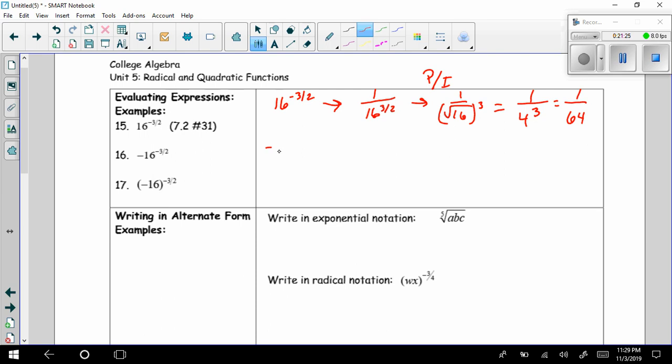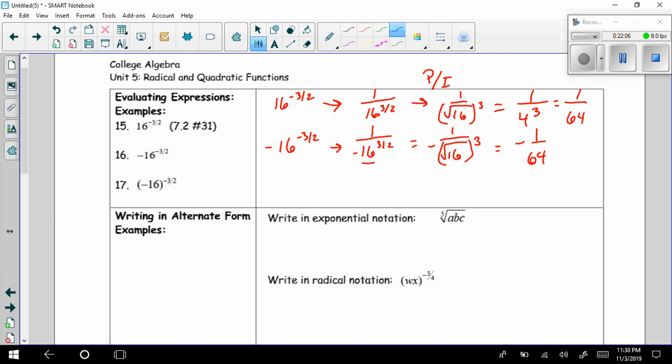That negative in the front, especially when it's not in parentheses, is unaffected by the exponent. So when we flip this over, remember the sign of the exponent doesn't affect the sign of the number. And so our only difference now is that we're taking the opposite of the square root of 16 to the third. All right, so this is just on the 16, not on the whole negative. And so we get negative 1 over 64.